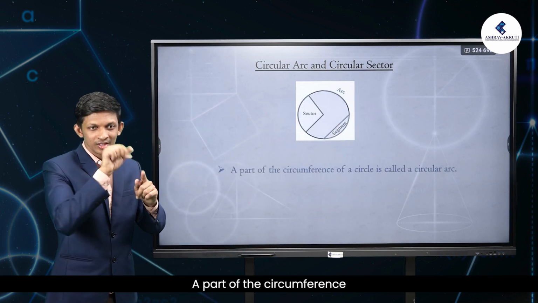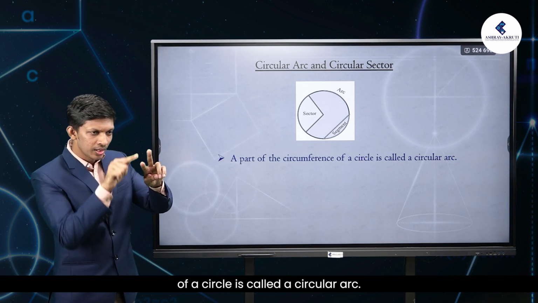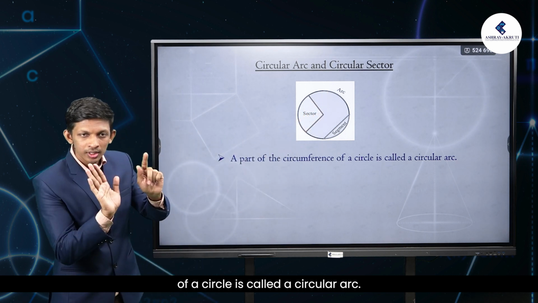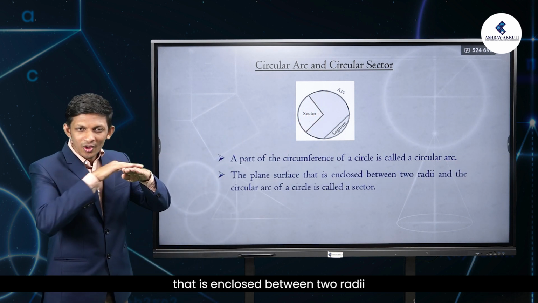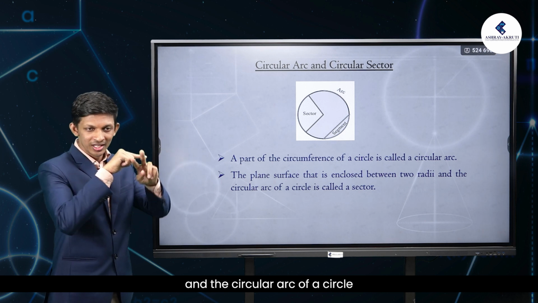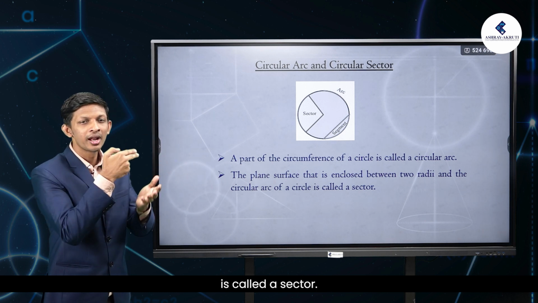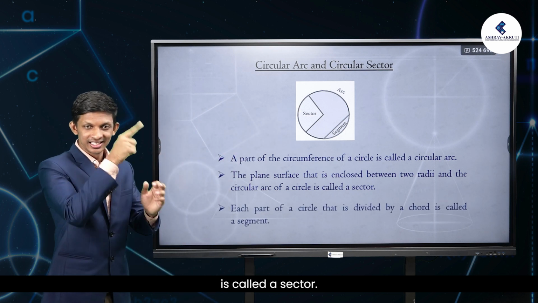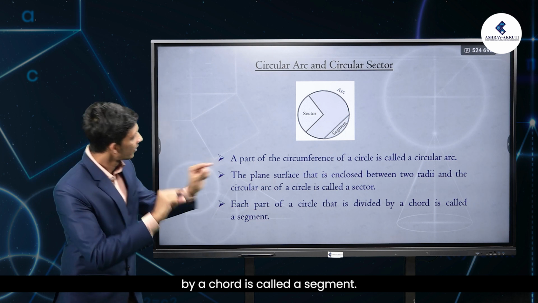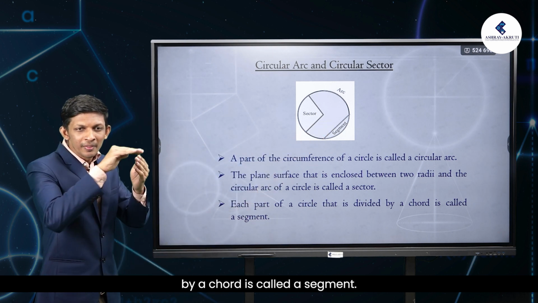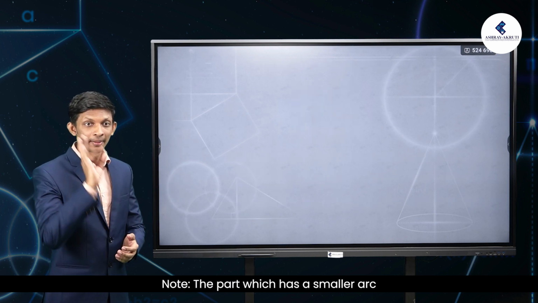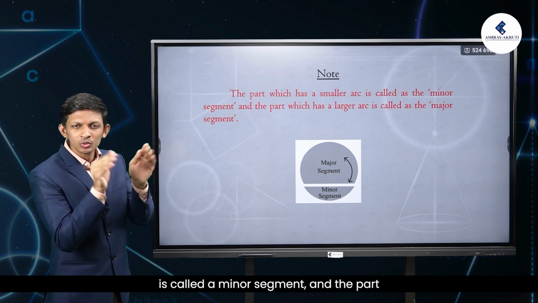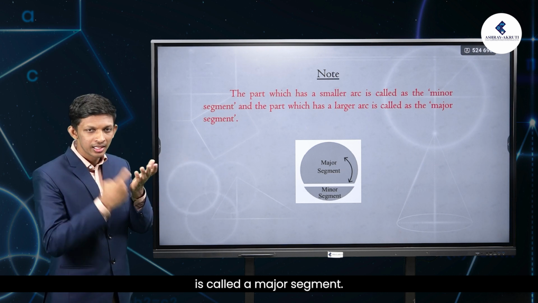A part of the circumference of a circle is called a circular arc. The plane surface that is enclosed between two radii and the circular arc of a circle is called a sector. Each part of a circle that is divided by a chord is called a segment. Note: the part which has a smaller arc is called the minor segment and the part which has a larger arc is called the major segment.